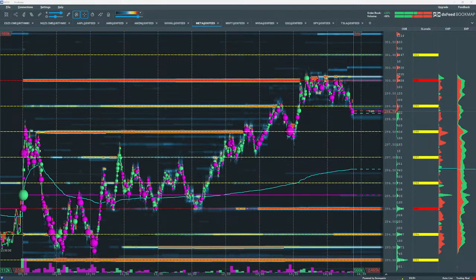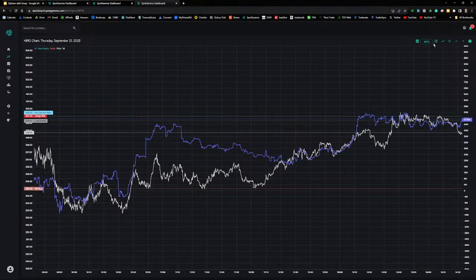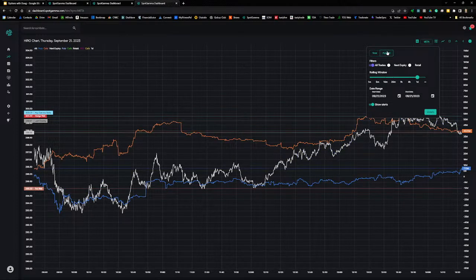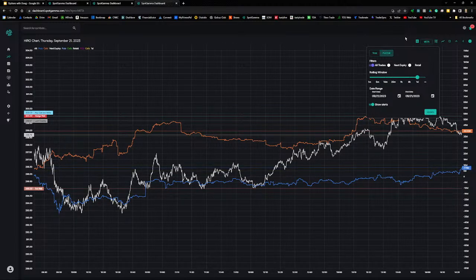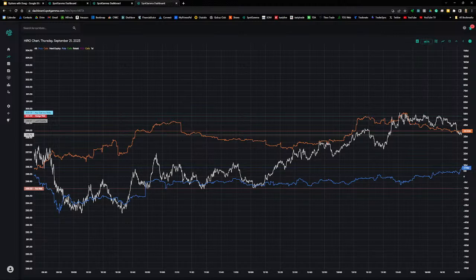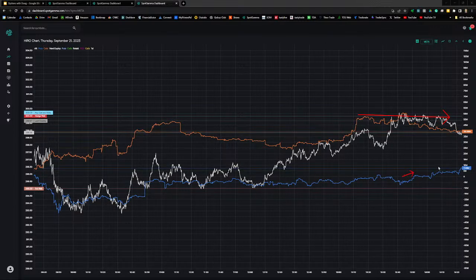Let's go back and see what options traders are doing. All right, so today they are net buying calls, also selling puts. Call buyers more aggressive. Let's go back. So what this is really indicating is that call buyers have taken their foot off the gas. They are selling puts, but they've stopped buying calls.